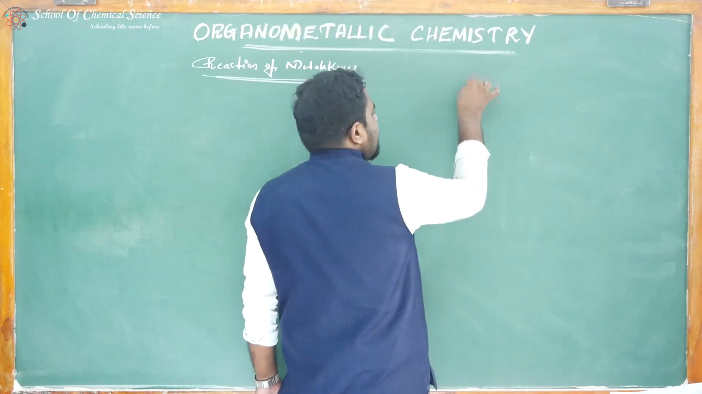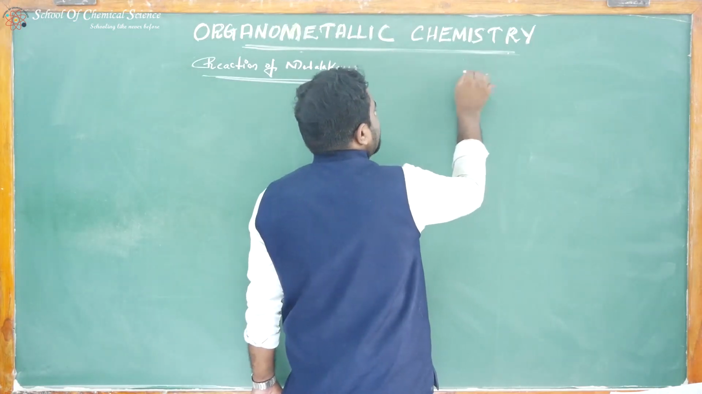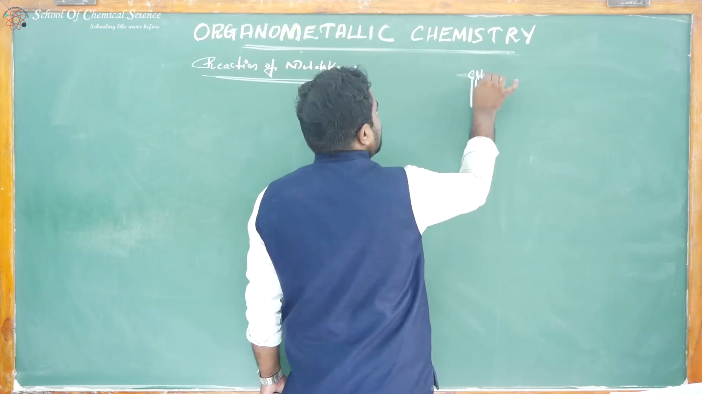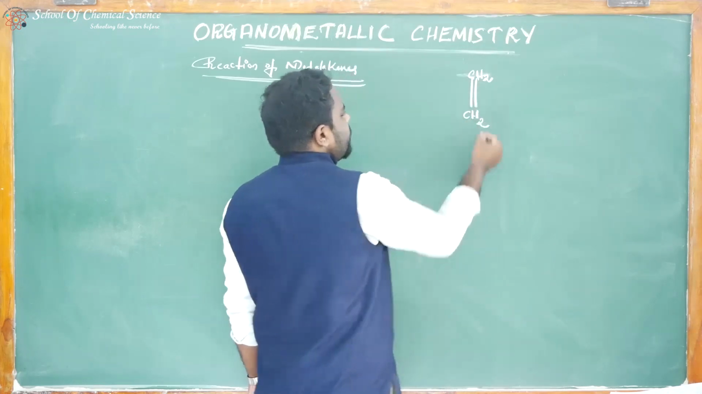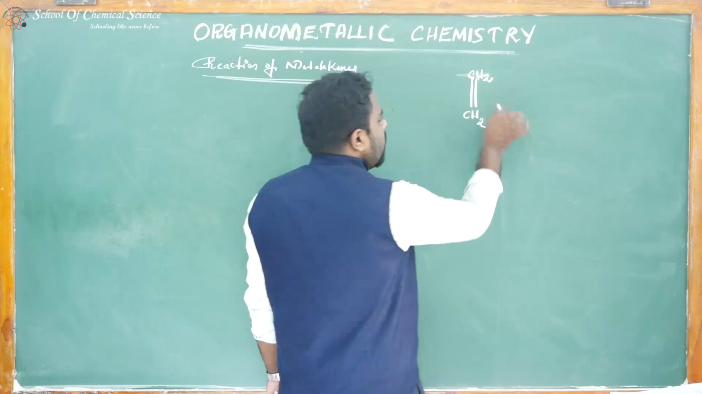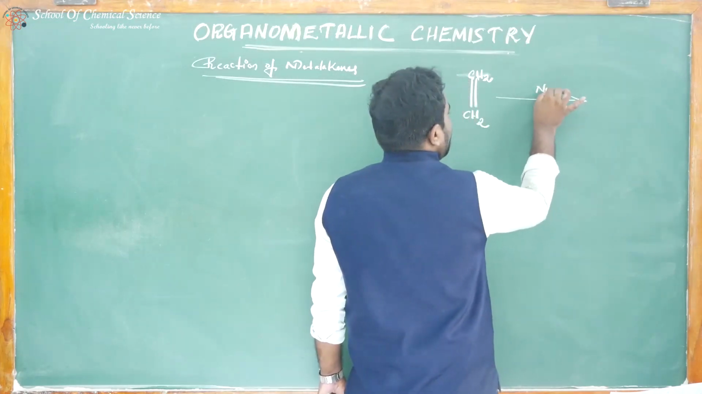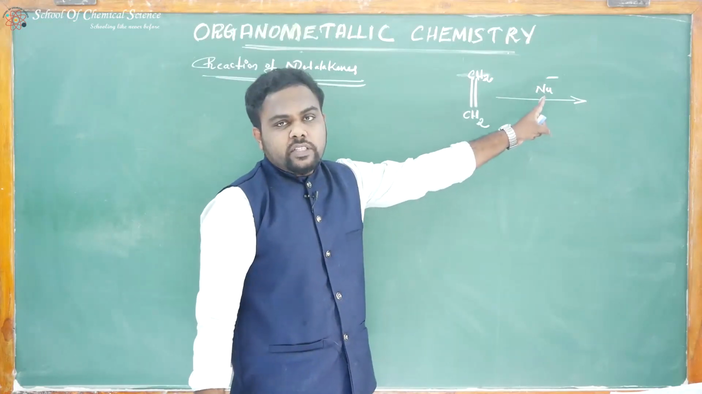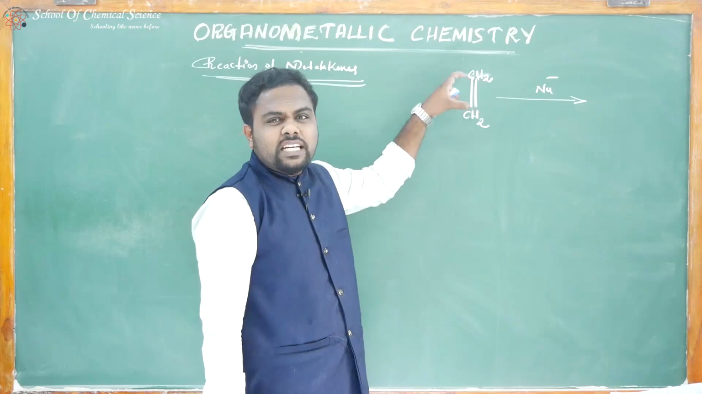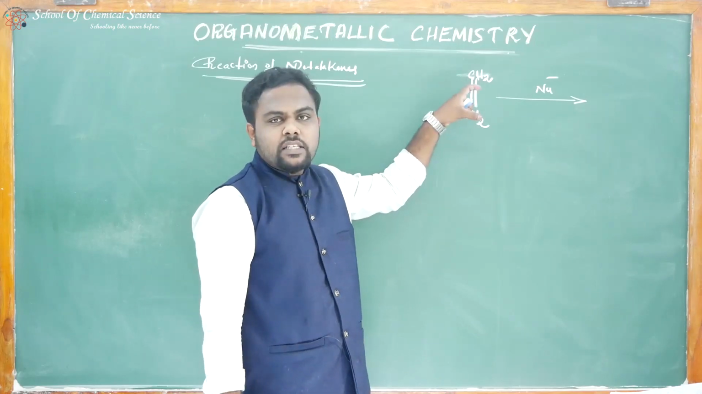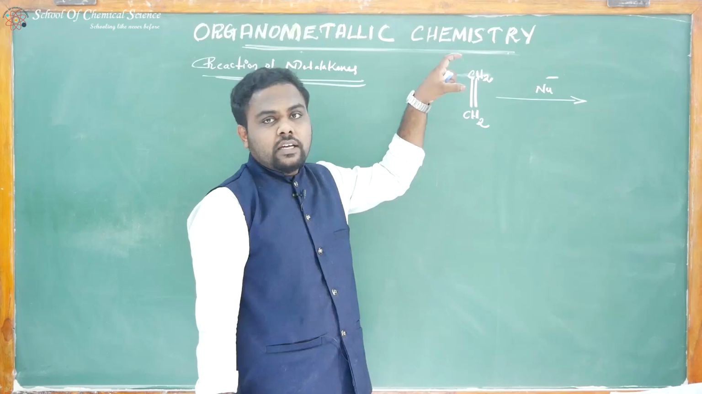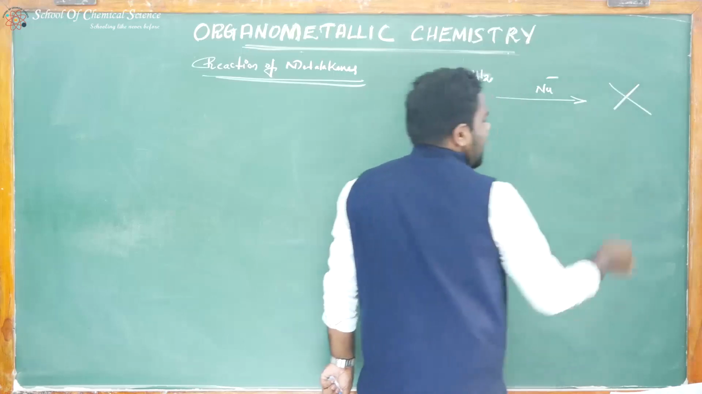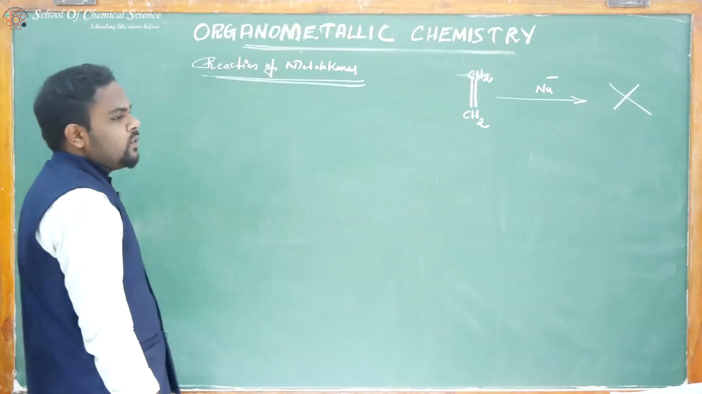Normally an alkene, for example CH2 double bond CH2, on reaction with a nucleophile, Nu minus, a nucleophile having negative charge, will not react. The alkene has very high pi electron density, so the alkene is also negatively charged. There is no reaction. An alkene generally does not react with a nucleophile.